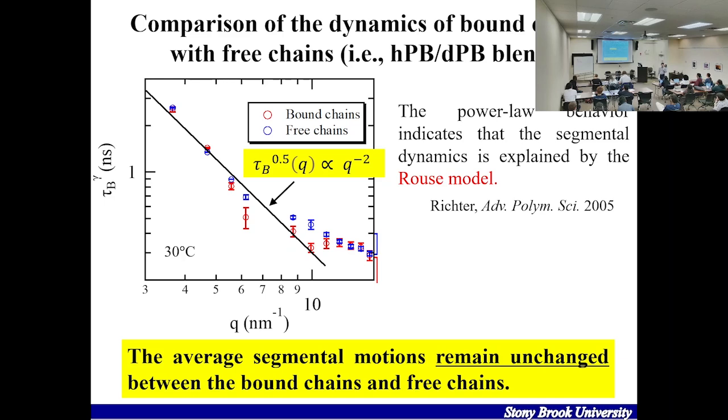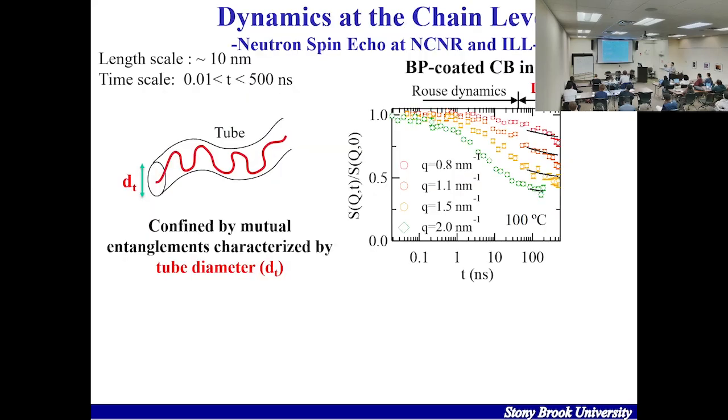So as you see here, between the bound polymer and the free polymer chain, there's not much difference. This is the data which we got based upon the neutron backscattering data. So again, average segmental motion is the same. This is the first message from the neutron experiment. Okay, so now we did the backscattering, so we measured the segmental motion. Now let's move to chain motion.